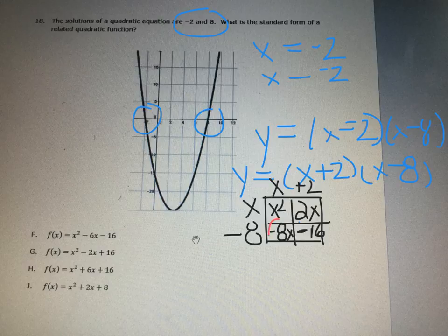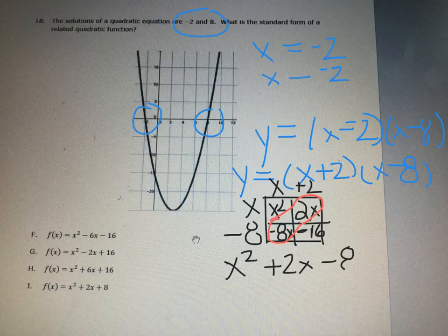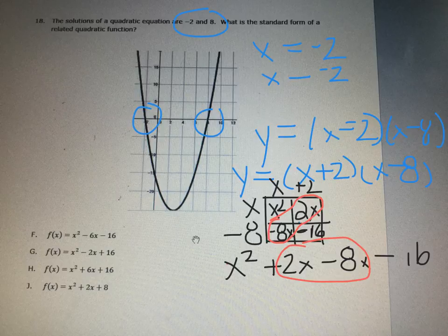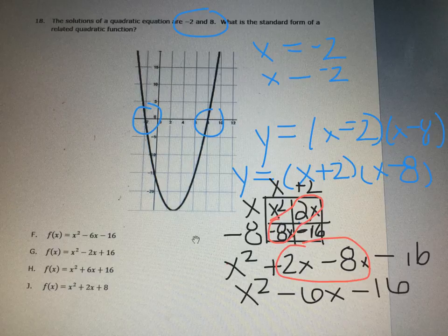And then we have to add the ones on the diagonal right here because they're both x's. So what we have is x squared, and if you want to write it out, plus 2x minus 8x minus 16. And again, we have to combine these two because they're both plain old x's. And when you combine them, positive 2 minus 8 is going to be a negative 6. So we're going to have x squared minus 6x minus 16. Then we have to go over the answer choices and match it up. And it matches up to letter F. So the answer on this one is letter F.